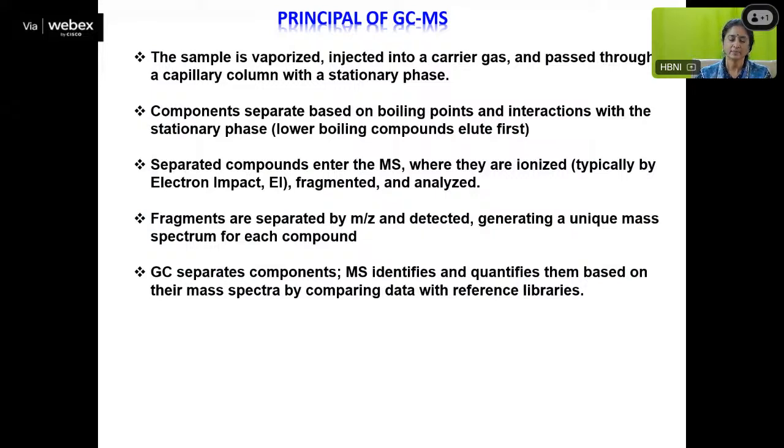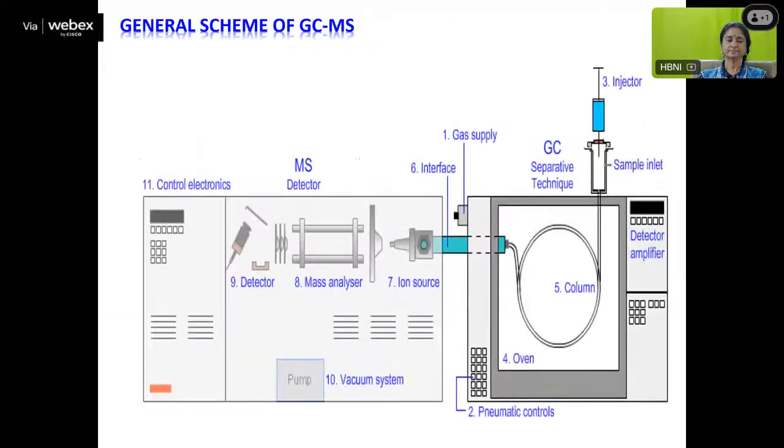As you may know, for each and every compound the mass spectrum will be unique. So based on that, you can identify the compound, and taking any one ion, say maybe the molecular ion or the most abundant ion, you can quantify them. So GC separates components, and MS identifies and quantifies them based on their mass spectra by comparing data with a reference library. All the instruments will have a reference library, so from that, it will suggest what your compound can be.